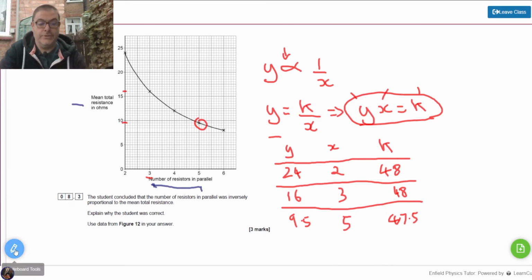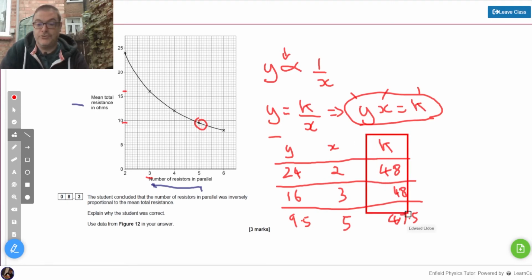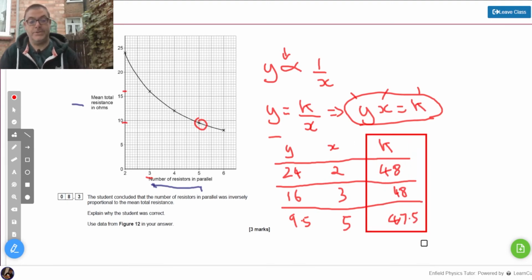In other words, I think it's a pretty good conclusion here to say that these three readings of the constant have come out the same. And therefore, our student is actually correct in their very strong assertion. It is inversely proportional. Well done, student.